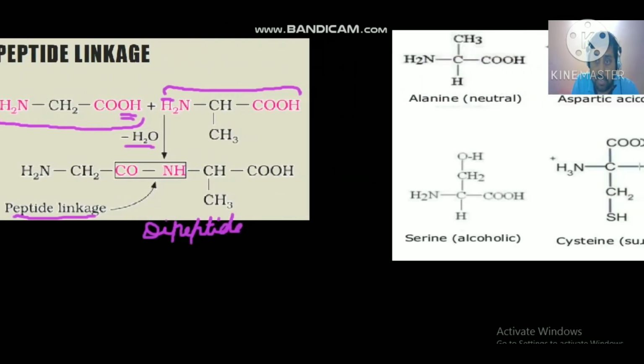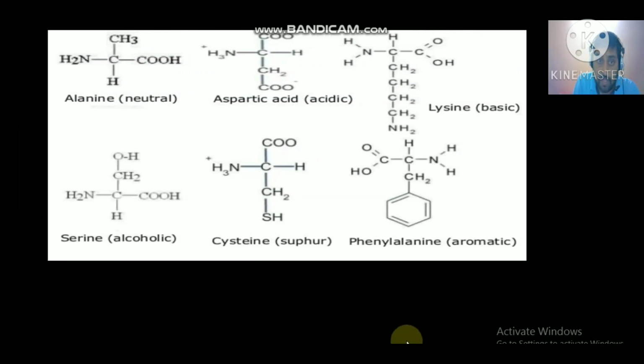Now some more about this. Here you can see some other examples of amino acids. Alanine is a neutral amino acid because the carboxylic acid unit, that is the acidic unit, and the basic unit are equal to each other. Here this is aspartic acid. This is the acidic amino acid. Why? Because it contains two carboxylate units and one amine unit.